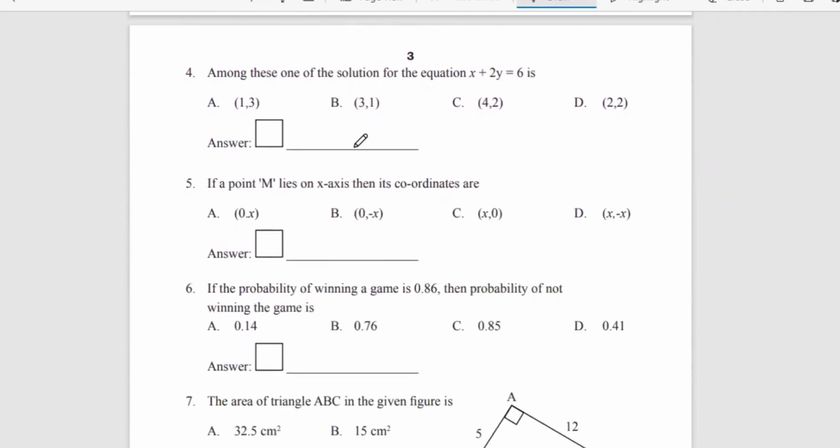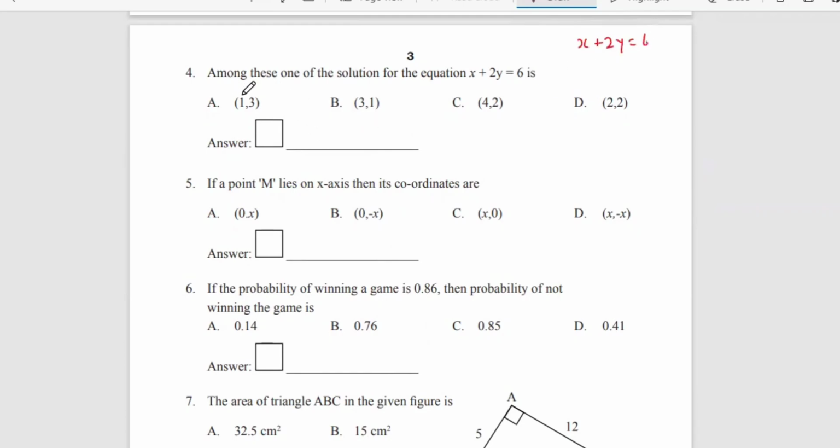Among these, which one is a solution for the equation x plus 2y is equal to 6? Very simple, this one. Every point, whatever they give, is an option. Just substitute it in your equation. I'll consider the first option itself. Our equation is x plus 2y is equal to 6.